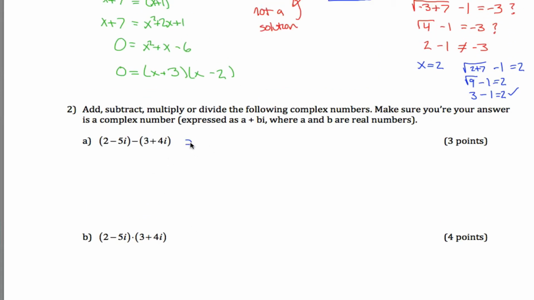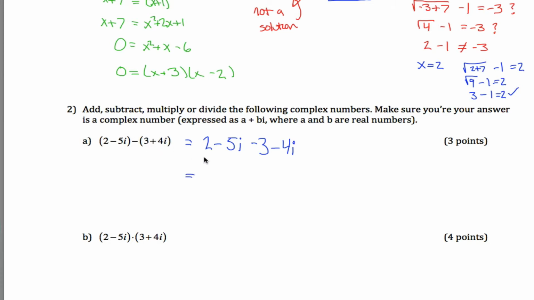Subtracting them, you basically just treat the i as though it were a variable. So really, instead of thinking about this as the difference of two complex numbers, think about it as 4 terms, and you're trying to combine like terms. So I get 2 minus 5i minus 3 minus 4i, if I take this negative and distribute it to each of the terms in these parentheses.